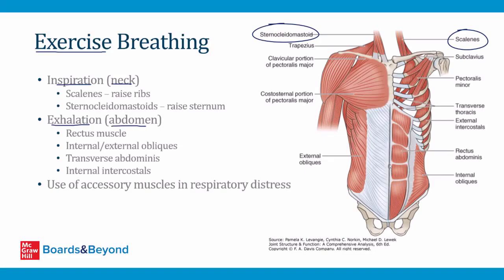So for example, the rectus abdominis muscle can be contracted to push more air out of the lungs. Same thing with the oblique muscles here. You can also use the transverse abdominis and internal intercostal muscles. But the point here is that these abdominal muscles are being pulled in to assist with exhaling more air during exercise or respiratory distress.